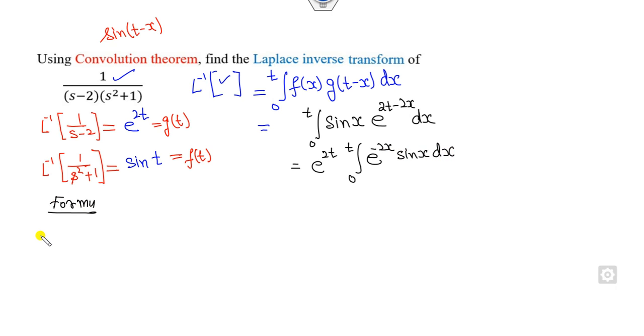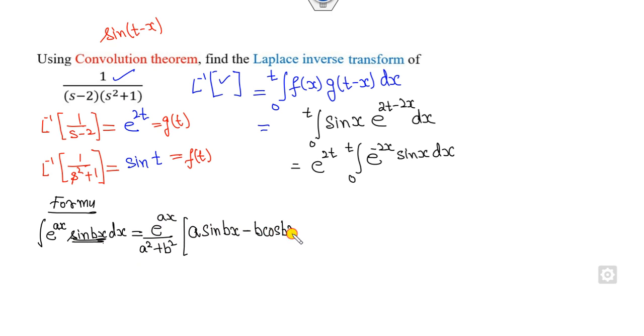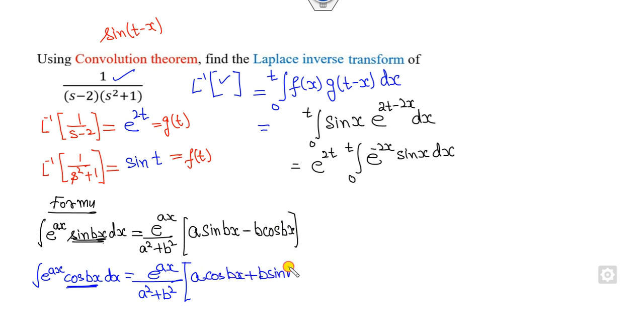Otherwise you can simply remember this: the integration of e raised to power ax sine bx is e raised to power ax over a square plus b square, times, since the first term is sine, a sine bx minus b cos bx. That is the formula, you can use it directly. Similarly, if it is e raised to power ax cos bx, you can write it as e raised to power ax over a square plus b square, times a cos bx plus b sine bx.